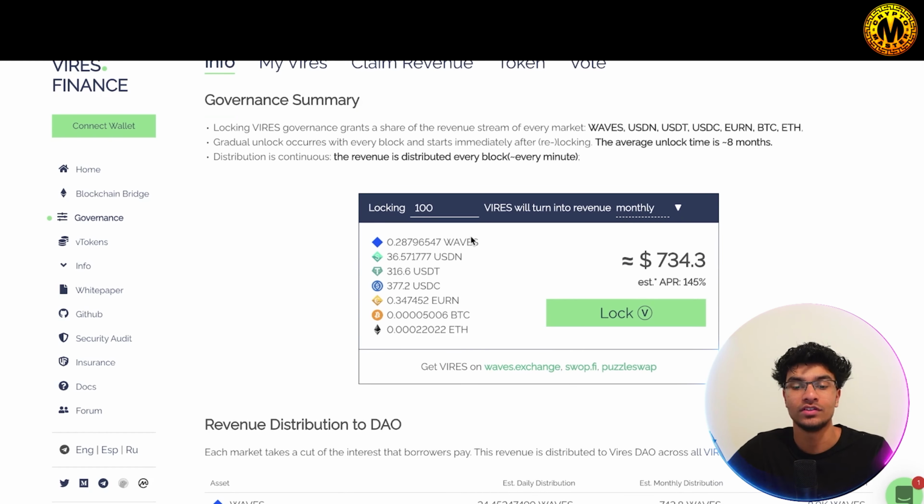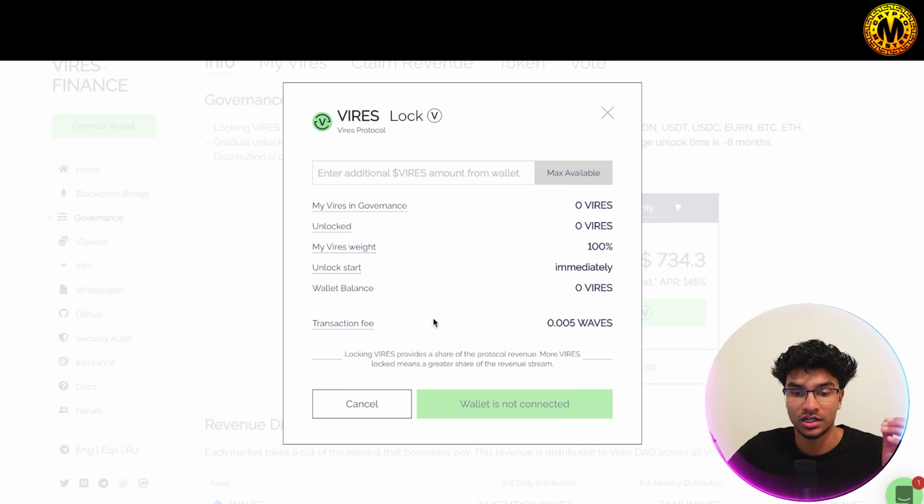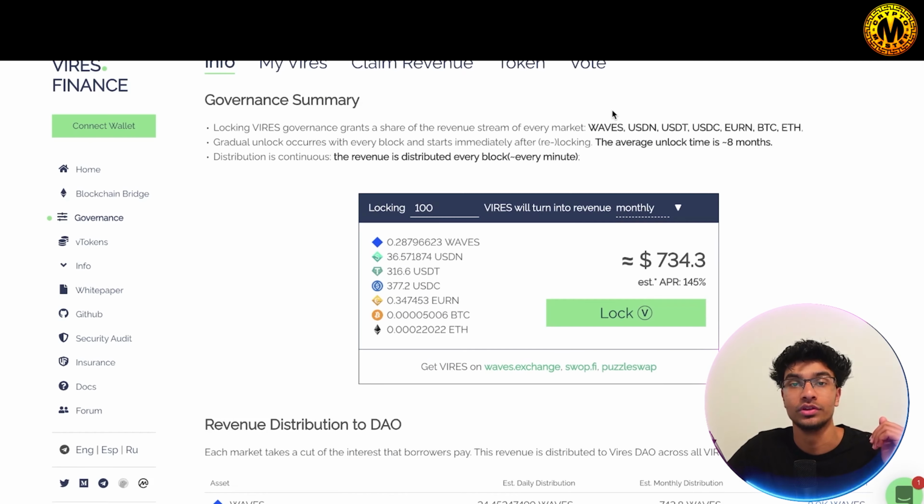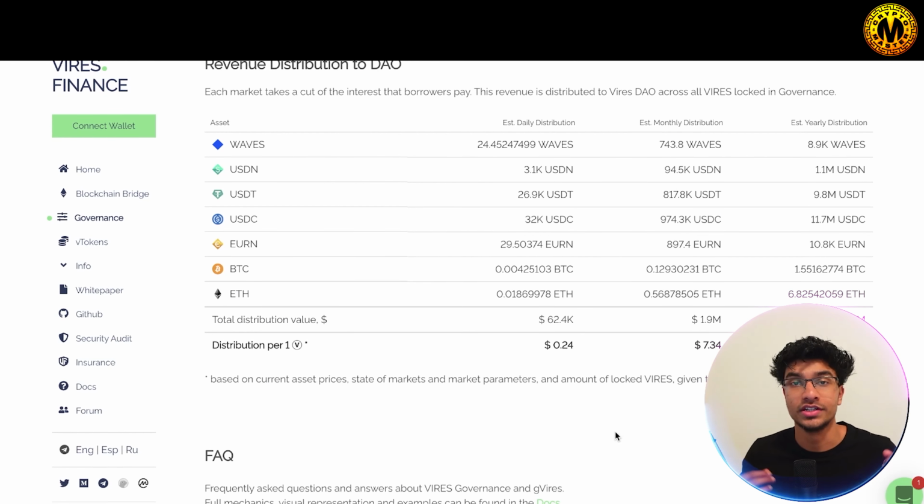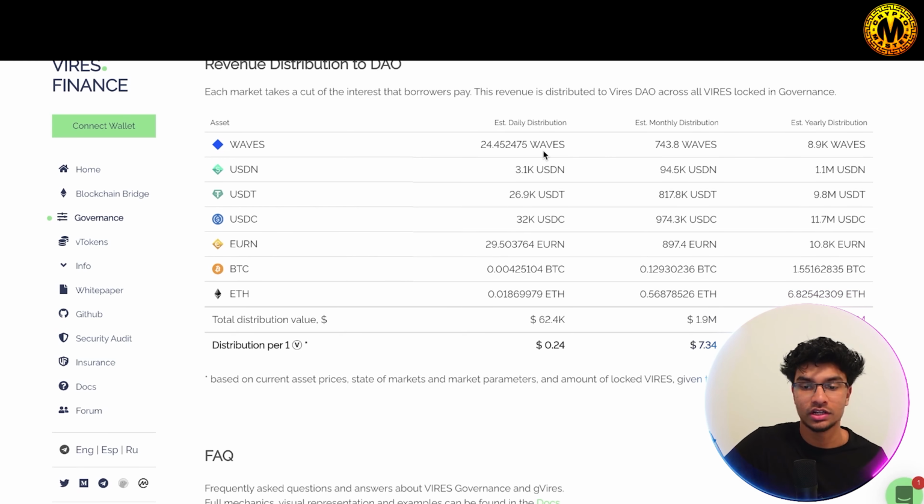And then here you have the option to lock 100 Vires, say for example, which will turn into revenue monthly, and it'll be this. Then you go ahead and lock it, connect your wallet, of course, and go through the whole process of checking out with it. Then here's the revenue distribution to the DAO. As you can see, all the assets listed over here, the daily distribution, the monthly distribution, and yearly distribution, and then the total distribution value for each of these assets. As we can see, each market takes a cut of the interest that borrowers pay. This revenue is distributed to Vires DAO across all Vires locked in governance.